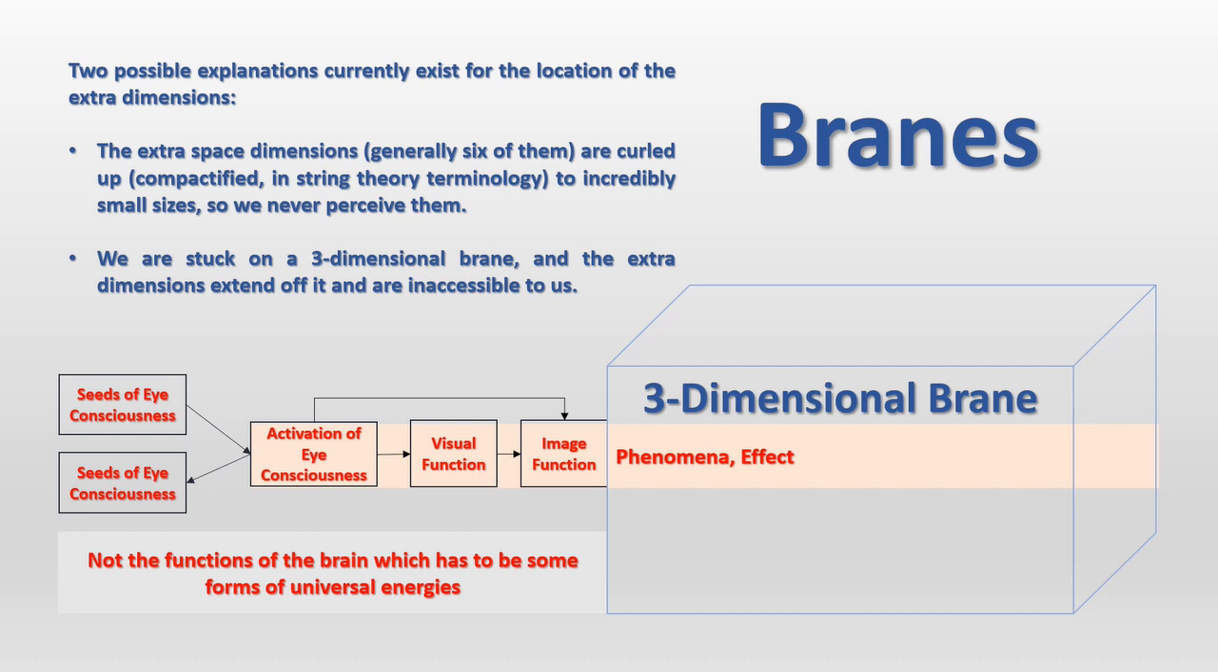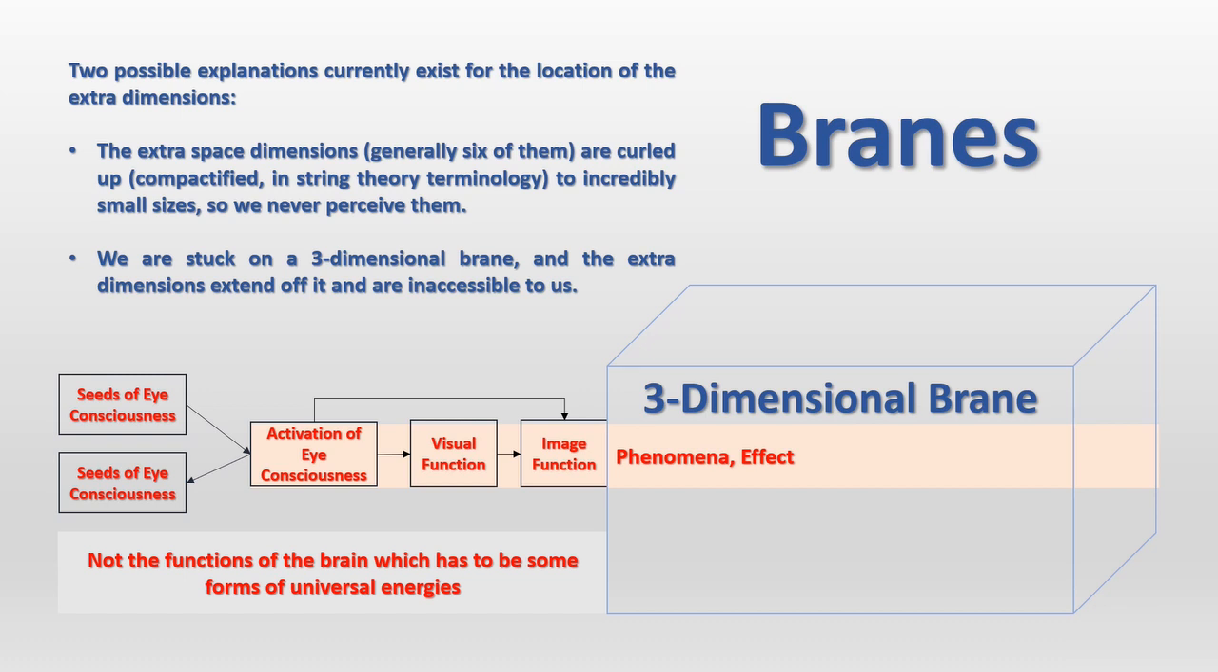Second, we are stuck on a three-dimensional brain, and the extra dimensions extend off it and are inaccessible to us. Yogacara Buddhism denies consciousness as a function of our brain, but as activation of seeds of consciousness. For example, seeds of I consciousness. With activation, seeds of I consciousness will split into a visual function and an image function at the same time. The visual function will then interact with the content in the image function.